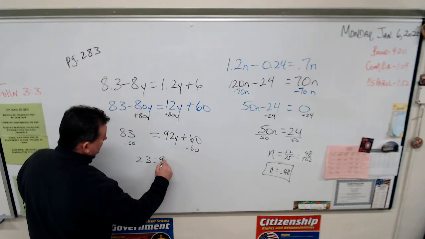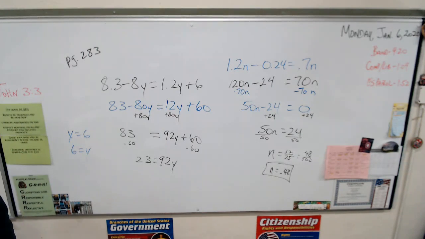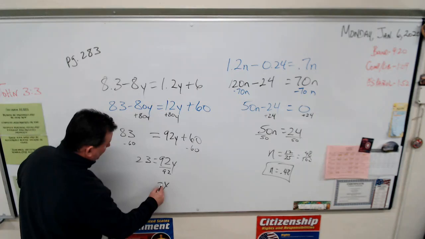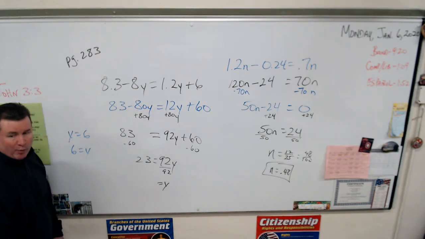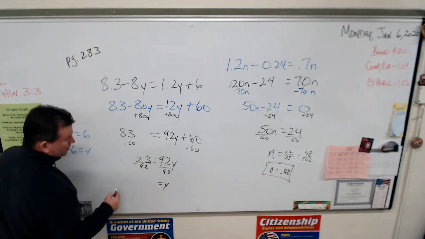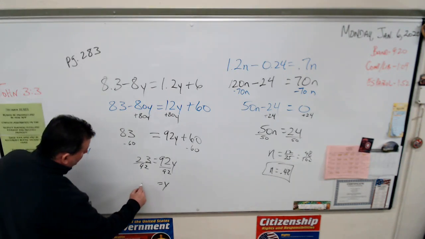23 equals 92y. How do I get rid of the 92? Divide by 92. I've got just y over here. Beautiful. That's what I wanted. I want to know what y equals. If I divide this by 92, I go off to the side. I do 23 divided by 92. I get 0.25.